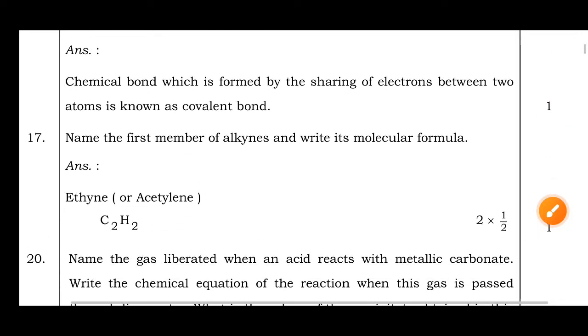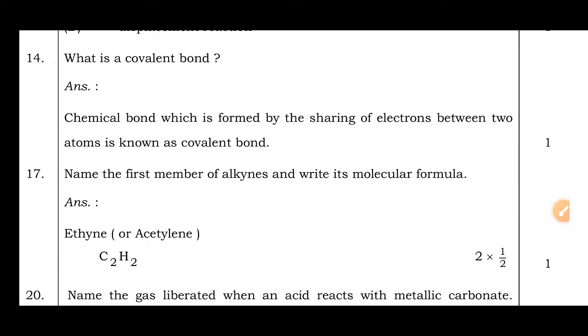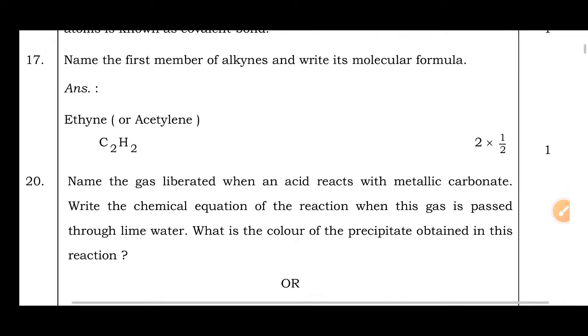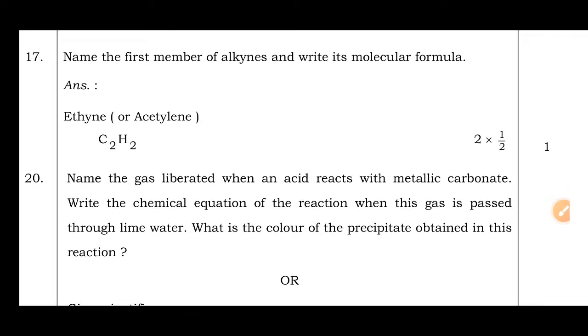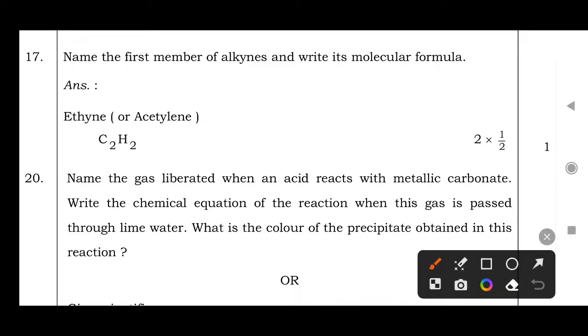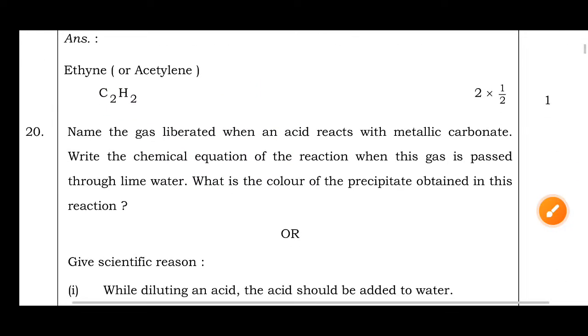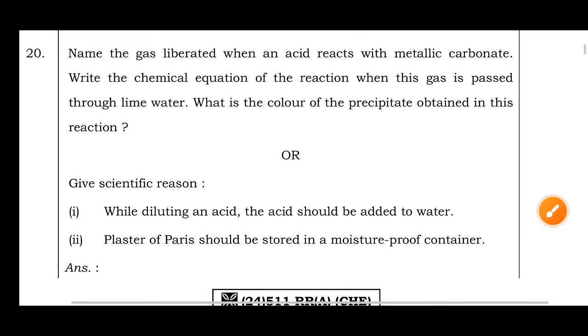So answer D. What is a covalent bond? Chemical bond which is formed by the sharing of electrons between two atoms is known as a covalent bond. Name the first member of alkyne and write its molecular formula. First member of alkyne is ethyne or acetylene, C2H2, because their general formula is CnH2n-2.